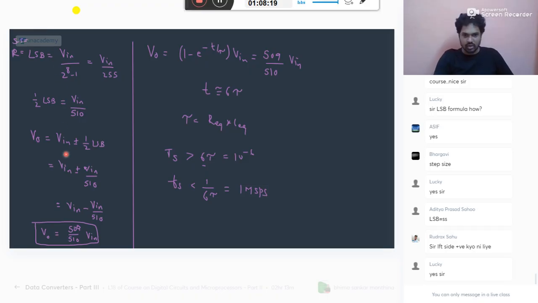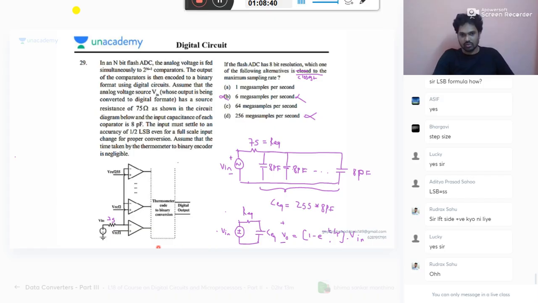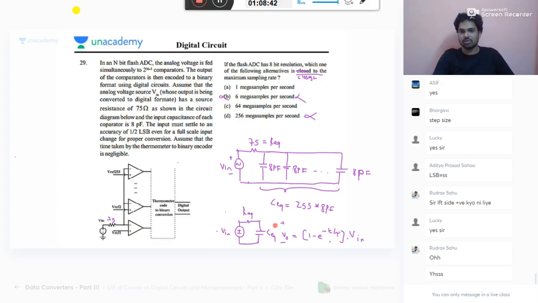Here positive Y you have not taken, Rudraksh. If you have given input, your capacitor is charging, it will reach Vn. It cannot go beyond Vn. Your output cannot be more than input. In this case, whatever you are calculating, V naught is for capacitor voltage. It cannot charge beyond the input voltage.